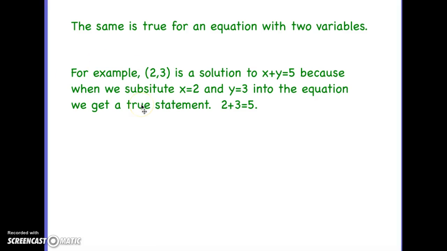The same is true for an equation with two variables. For example, the ordered pair (2, 3) is a solution to the equation x plus y equals 5 because when I substitute x equals 2 and y equals 3 into my equation, I get a true statement. I get 2 plus 3 equals 5. So it makes the equation an identity, and so (2, 3) is a solution.